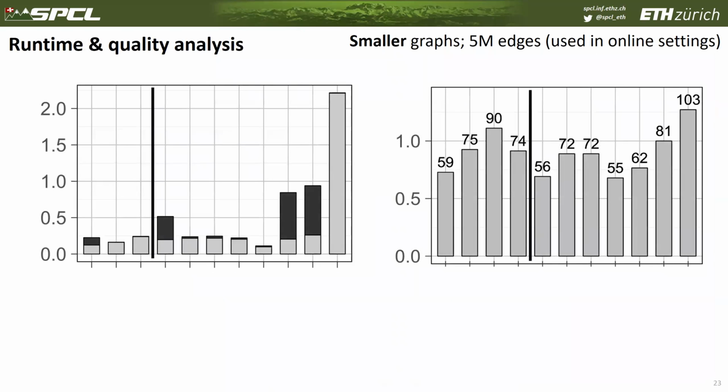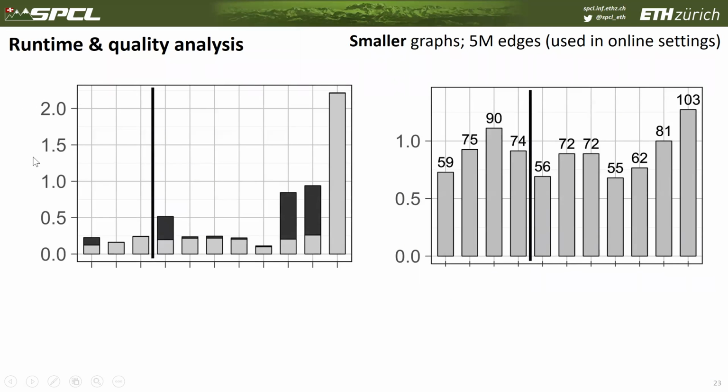Let's start with runtime and quality analysis. Here we pick some small example graphs, so a graph which has 5 million edges. Such graphs are used in various online settings. So the plot on the left is dedicated to the runtime analysis. The plot on the right is dedicated to the coloring quality. I apologize, I only labeled the y-axis button.